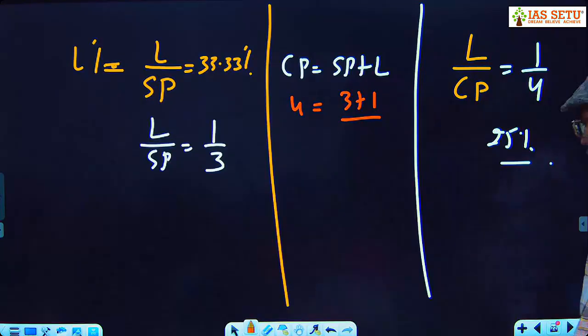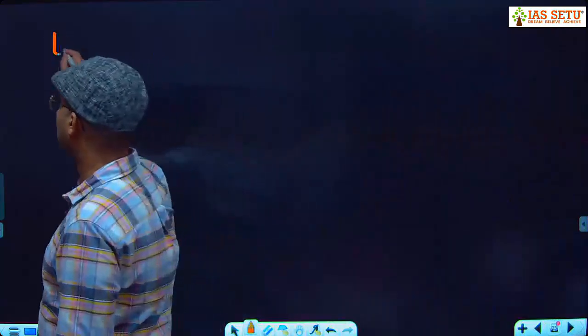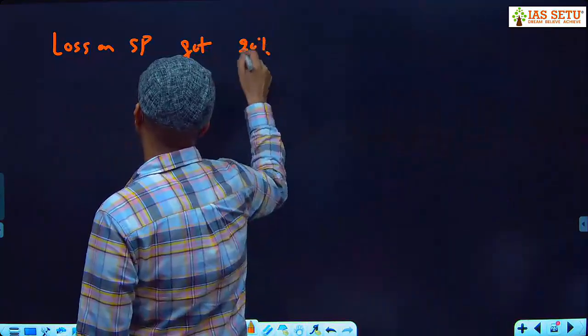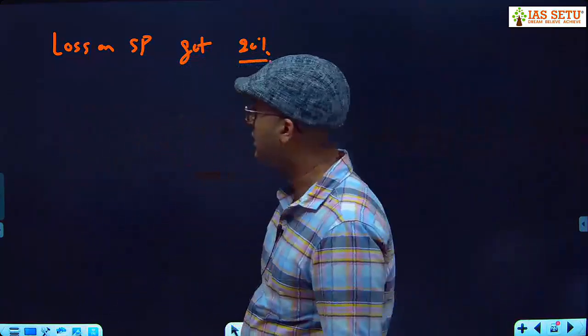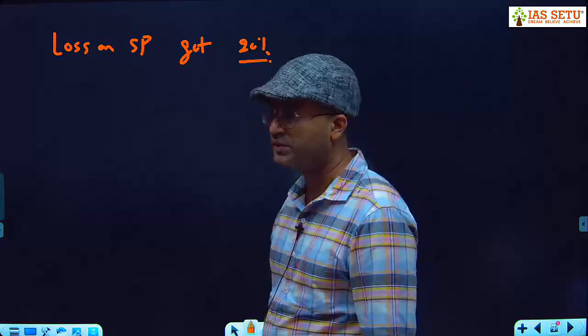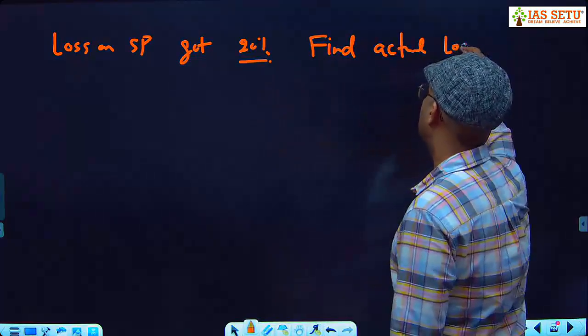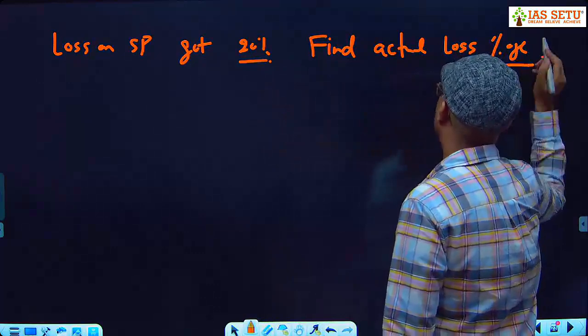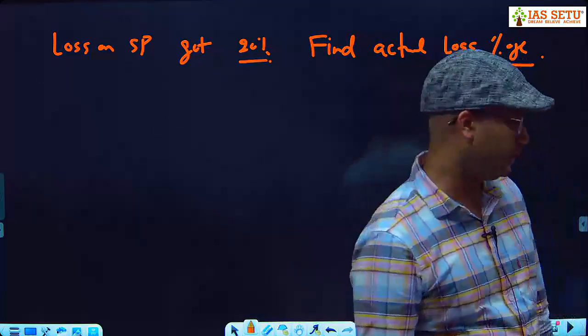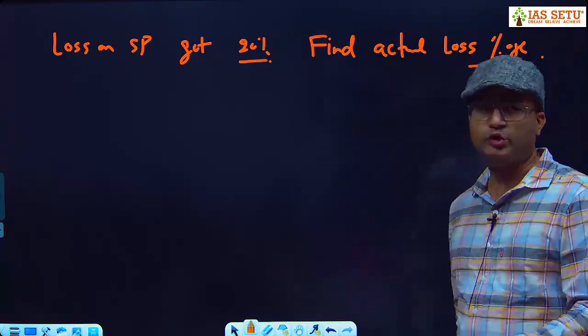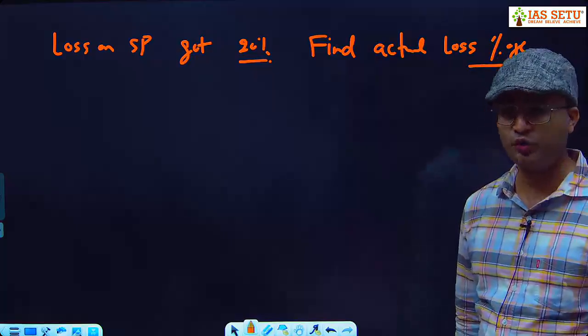Let us try 2 more questions. A student calculated loss on selling price and got 20% as value. What did he do? He calculated loss on the selling price, value came 20%. Find actual loss percentage. Loss on selling price is 20%. Actual loss percentage means loss on cost price. You have to calculate.